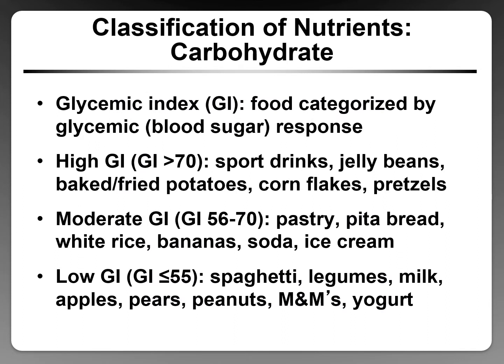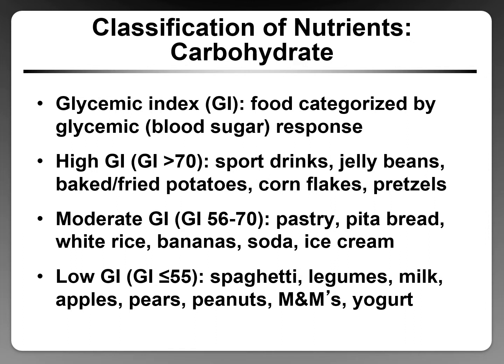Not all carbohydrates are considered equal. You have what's called a glycemic index that's going to categorize the specific type of food and the response in the blood to the amount of sugar that is put into it. So if you have a low glycemic index food, that's not going to spike the blood sugar as significantly as a moderate or as a high glycemic index food. You can see a number of options for each of these different glycemic index foods.